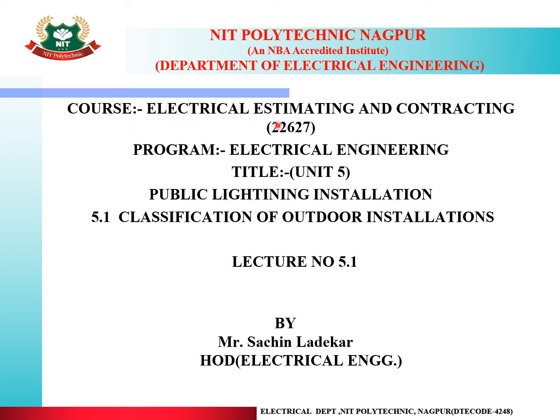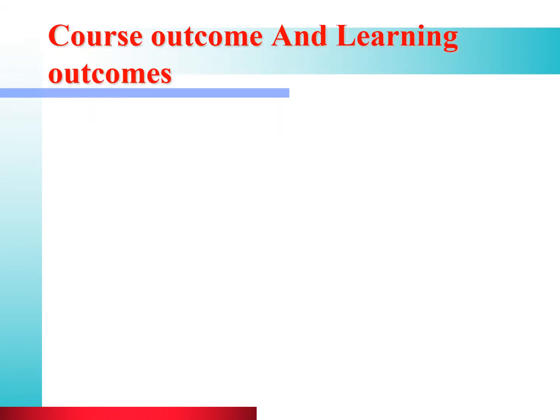Welcome to the course of Electrical Estimating and Contracting, MSBTE code 22627, Program Electrical Engineering, Unit 5, Public Lighting Installation. We will see the subtopic 5.1, Classification of Outdoor Installation, in lecture number 5.1, taught by Mr. Sachin Radekar, HOD Electrical Engineering.